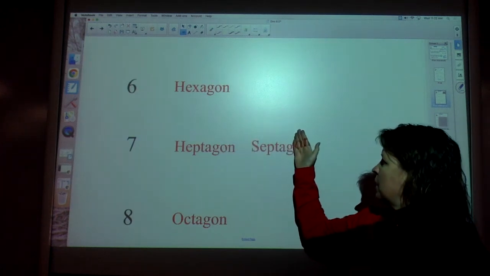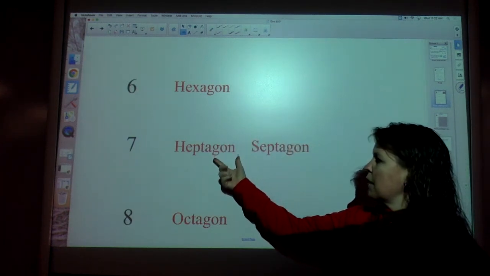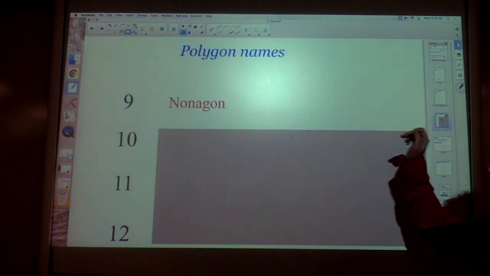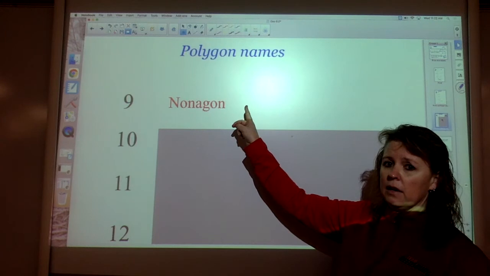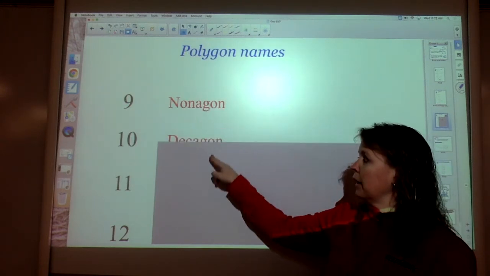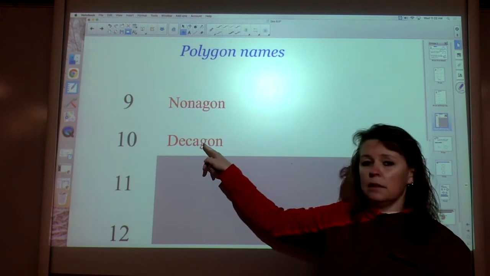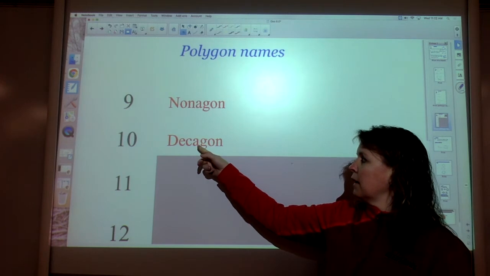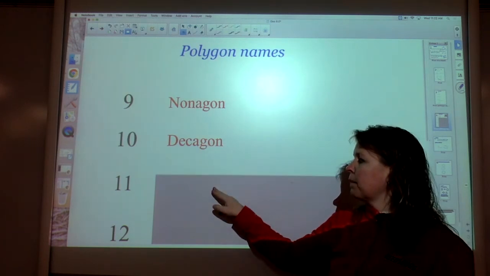Hepta or septa is 7. Then you attach the gon. Octa is 8. Then you attach the gon, which is important. You're going to need to know how to spell this in a second. Nona is 9, and then tack on the gon. Deca is 10. Decathlon, decade. Deca is 10, tack on the gon.